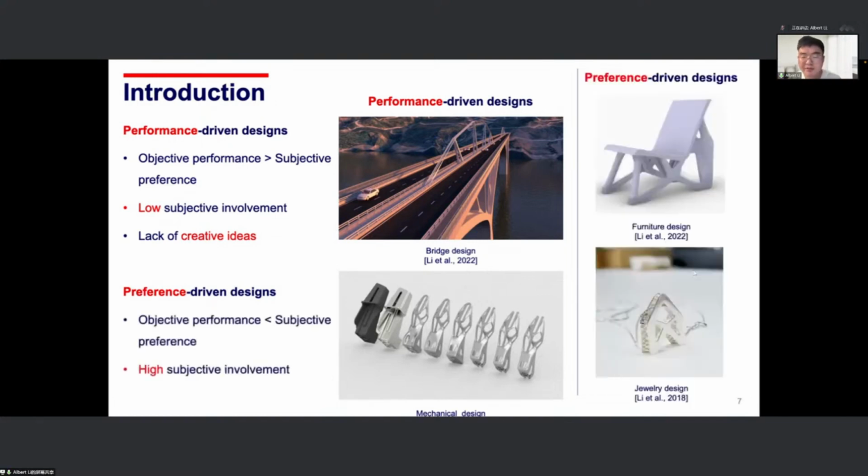On the other hand, preference-driven designs focus on creativity and aesthetics, and they are less concerned about objective performance. Thus, the key geometric features of the final design can be fully controlled by subjective preferences, like in furniture design and jewelry design. So the optimization process is utilized in a supporting role in design exploration. However, few studies have focused on topology optimization based on subjective preferences, which is an ongoing challenge and remains underexplored.